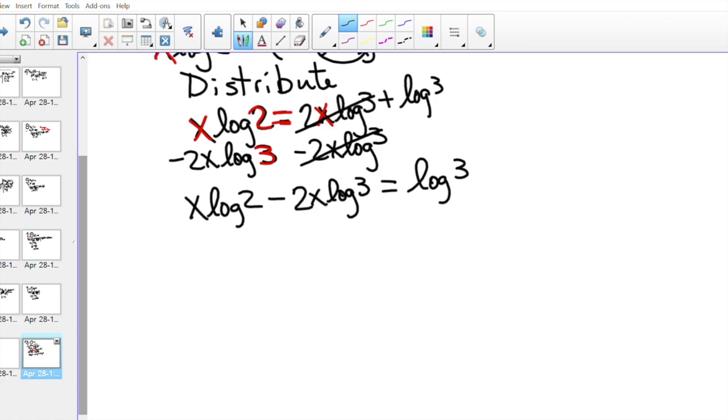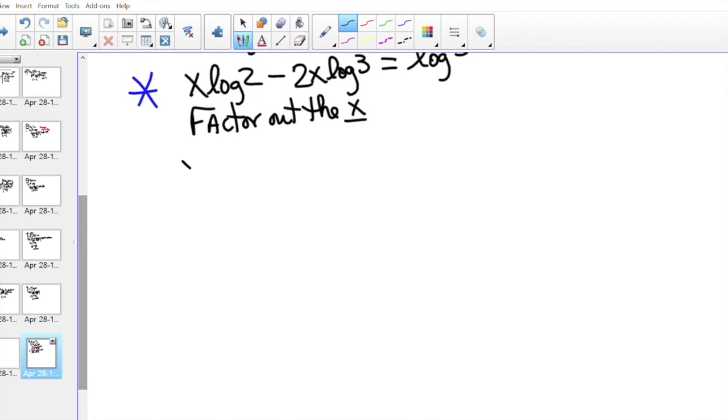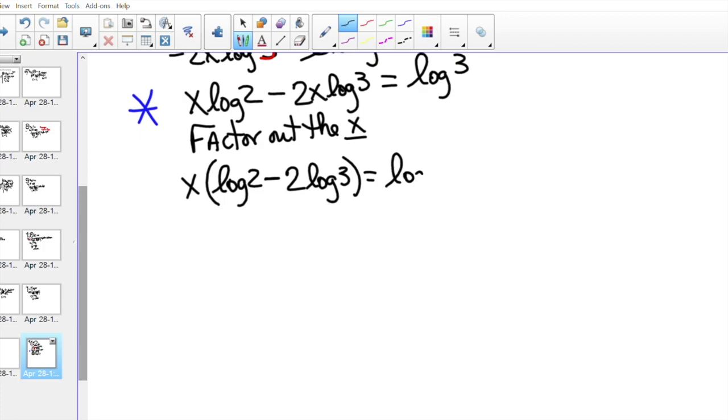Now, this is where I tried to tell you yesterday, that if you can get over this particular spot here, and remember, let your mind remember it, to factor out the x. Not the common factor or anything, x. What that requires is that you would say x times log of 2 minus 2 log of 3 equals log of 3.